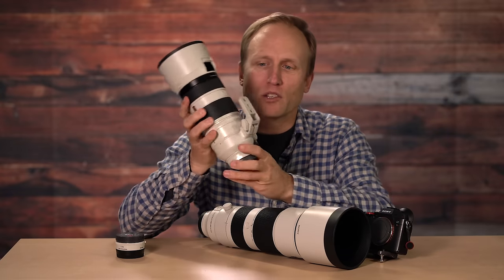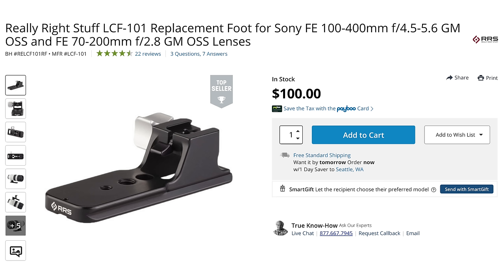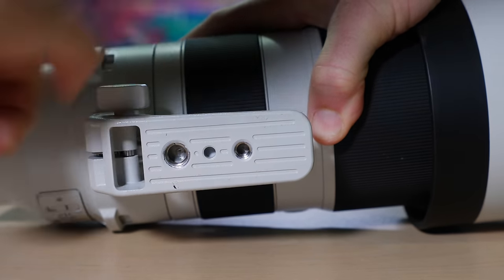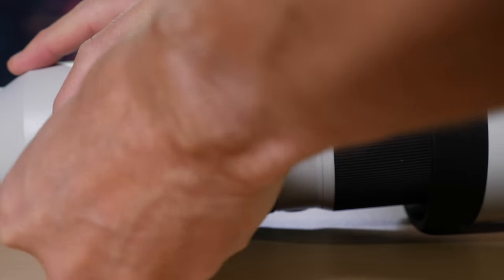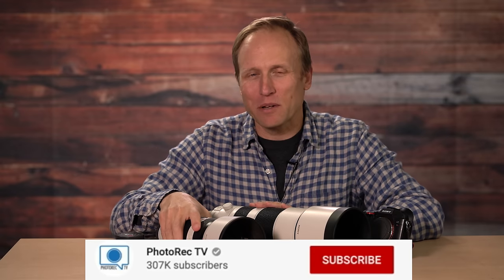One of the awesome accessories that somebody sells is an Arca-Swiss replacement foot. You can take this off and put that in, or you could just take it off and screw your own Arca-Swiss plate on.